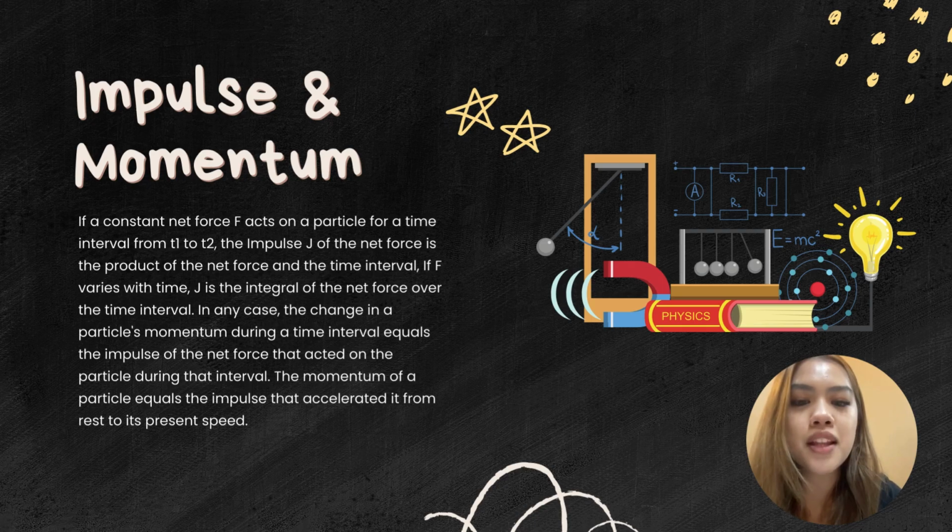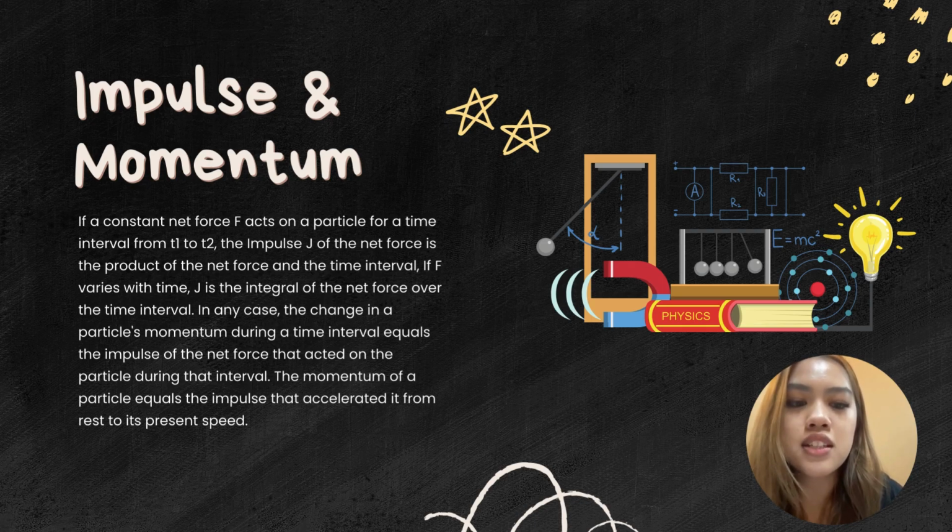A particle's momentum and its kinetic energy both depend on the mass and velocity of the particle. To see the physical difference between momentum and kinetic energy, we must first define a quantity closely related to momentum called impulse. Impulse is a vector quantity, and its direction is the same as the net force.